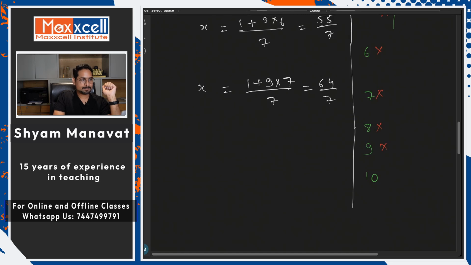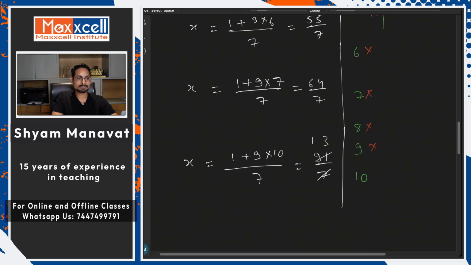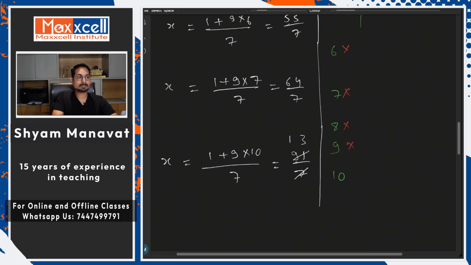Let's check. x equals 1 plus 9 into 10 by 7. Simplify this, you will get 91 by 7. Is it divisible? Yes. 7 ones are 7, 7 threes are 21. So when you substitute y equal to 10, you get x is equal to 13. That's working.